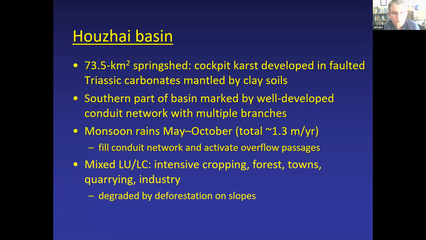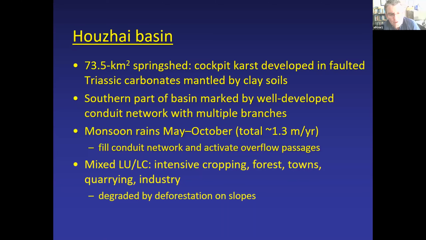It's about a 74 square kilometer spring shed. It's been extensively studied for over 2 decades. It consists of cockpit karst developed in faulted Triassic carbonates mantled by clay soils. And the southern part of the basin is marked by a well-developed and relatively well-delineated conduit network with multiple branches. There are rains during monsoon season from May to October, totaling about 1.3 meters per year. These fill the conduit network and can activate overflow passages.